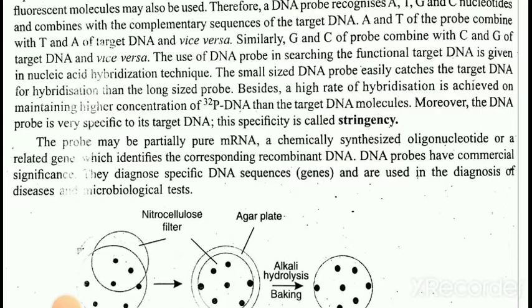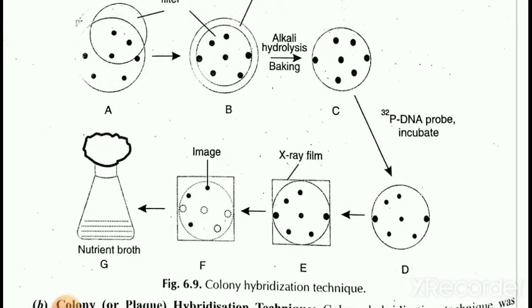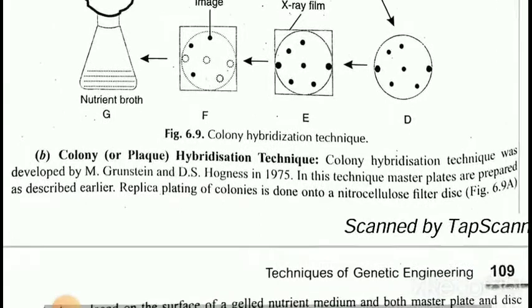The probe may be partially pure mRNA, a chemically synthesized oligonucleotide, or a related gene which identifies the corresponding recombinant DNA. DNA probes have commercial significance. They diagnose specific DNA sequences and genes, and are used in the diagnosis of diseases and microbial tests. See the figure. Figure 6.9. Colony hybridization technique. B. Colony or plaque hybridization technique.